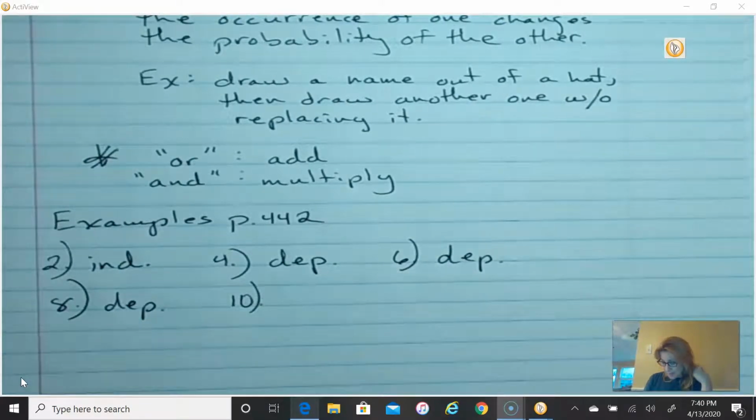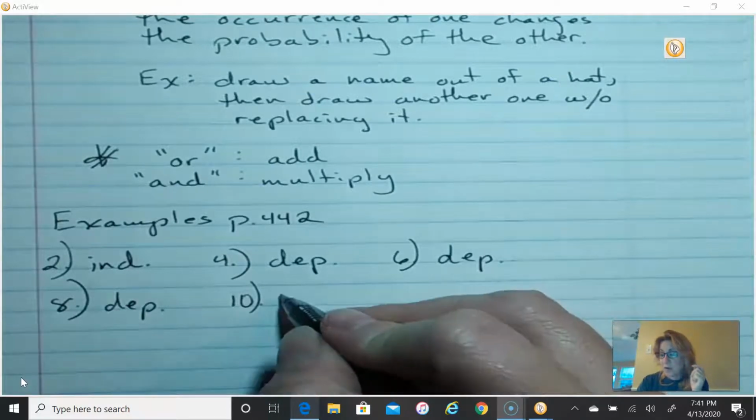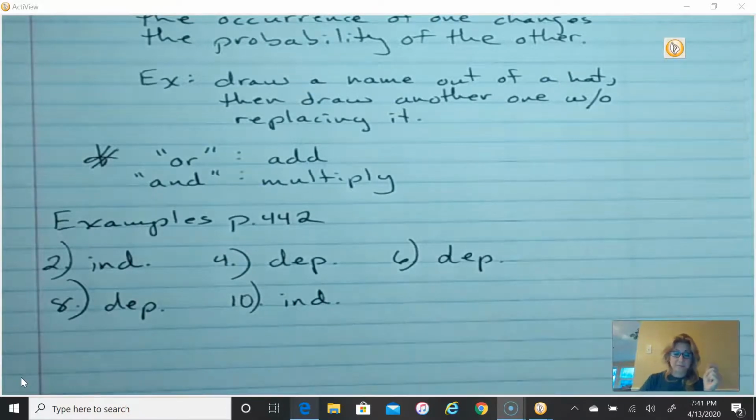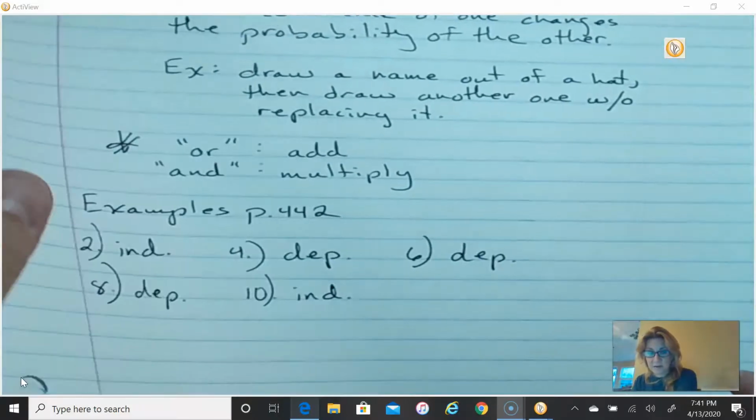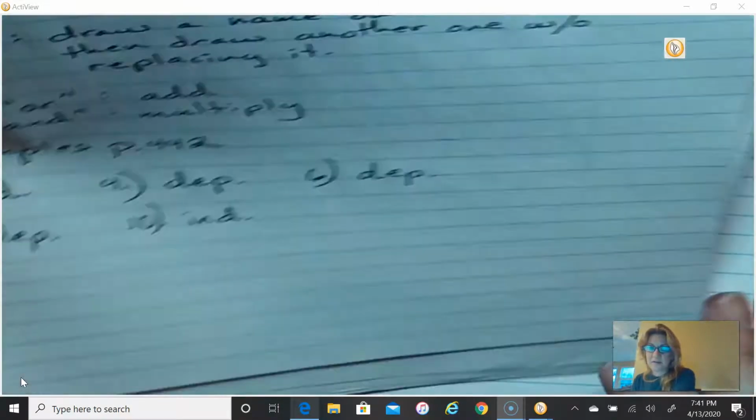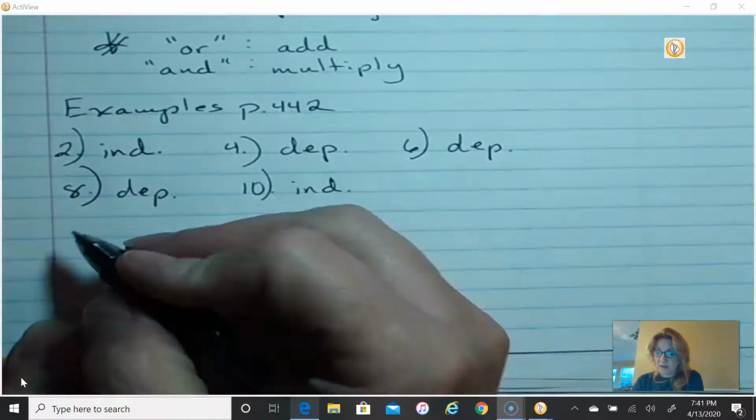And then number 10, selecting a marble from a hat twice with replacement between draws. So in other words, you draw a marble and then it could be green and then you put it back in the bag or the hat, okay? So that you can choose green again if you want to. So there's no effect from the first or the second draw. So no effect means independent. I'm not going to have y'all do too many of those because I'm not there to help y'all. So I just wanted y'all to understand that.